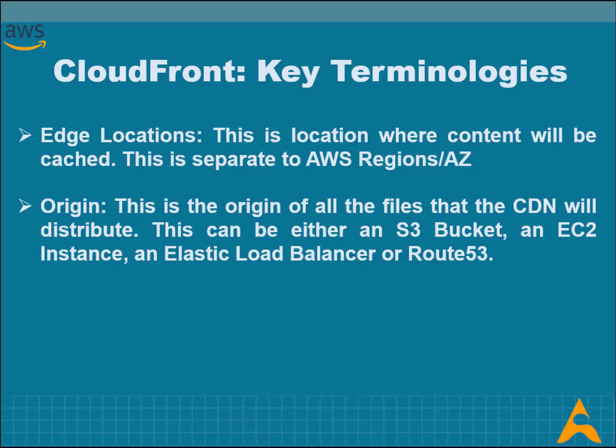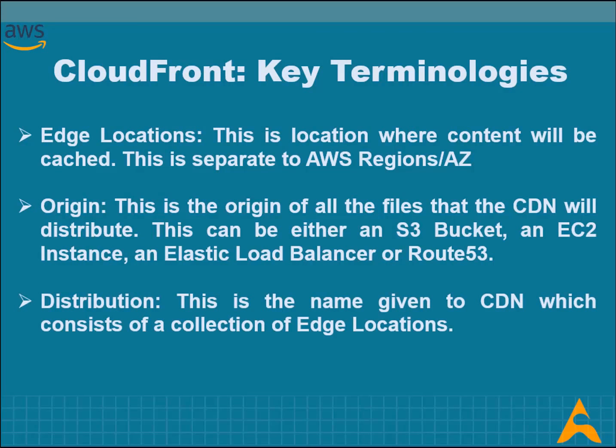In terms of AWS, the origin could be an S3 bucket, an EC2 instance, an elastic load balancer, or Route 53. In most common cases, it is going to be an S3 bucket or an EC2 instance. Let's talk about distribution. It is a name basically given to a CDN which consists of edge locations. So when we create an AWS network with edge locations, this is called a distribution.